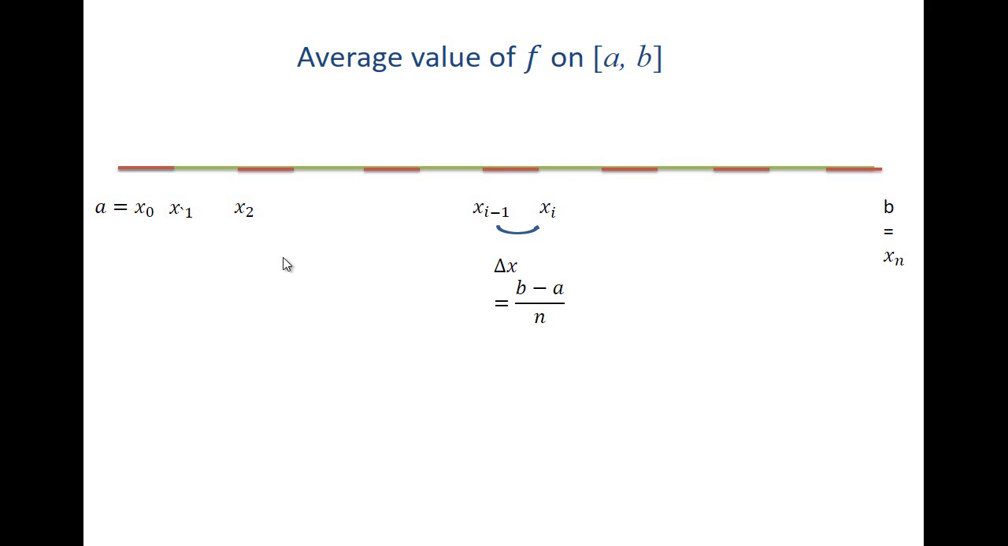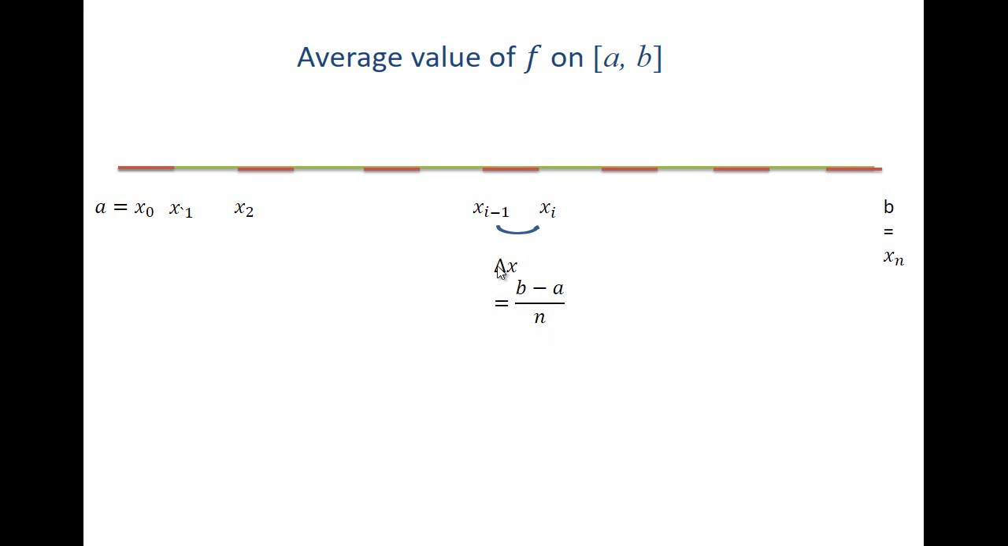Now, the length of each of these subintervals is delta x, and it is equal to b minus a over n. So b minus a is the length of the entire interval from a to b, and then we're dividing that by n to get the length of each of these subintervals, because we are partitioning the interval from a to b into intervals of the same length.